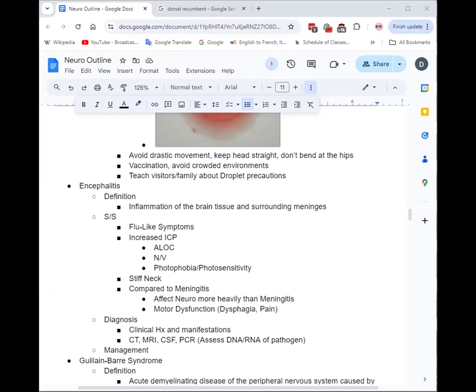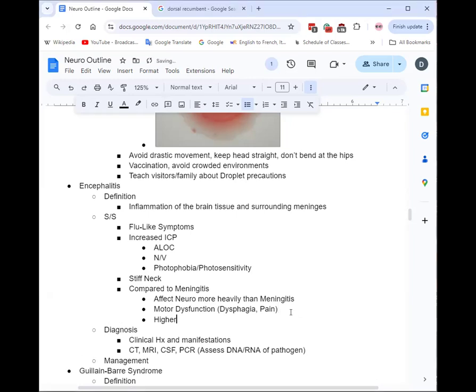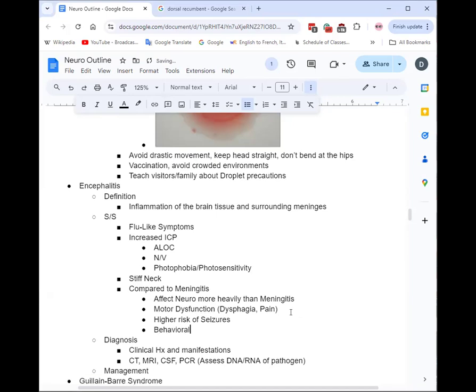Okay, let's see. So you guys mentioned seizures, yeah. So a higher risk of seizures. Behavioral changes. Yeah, weakness, speech problems. I think you guys mentioned that. Behavioral changes, seizures. Yeah, weakness and speech problems.